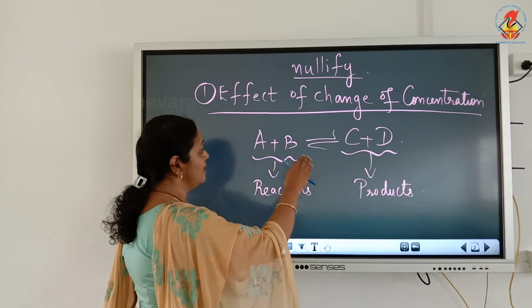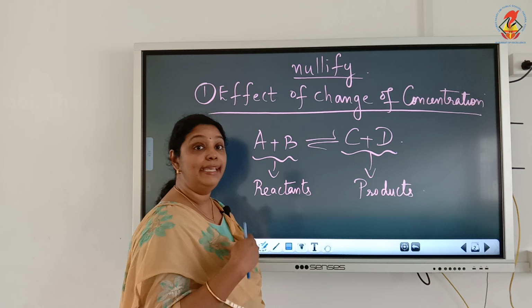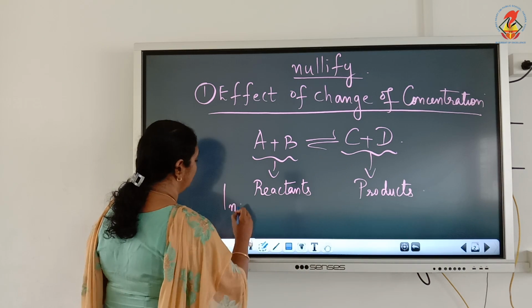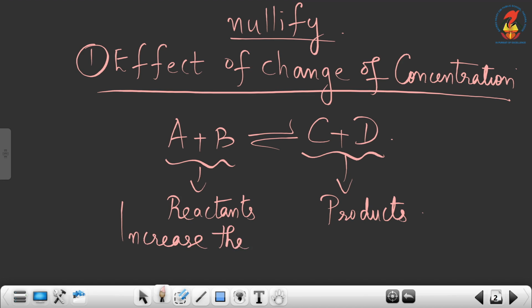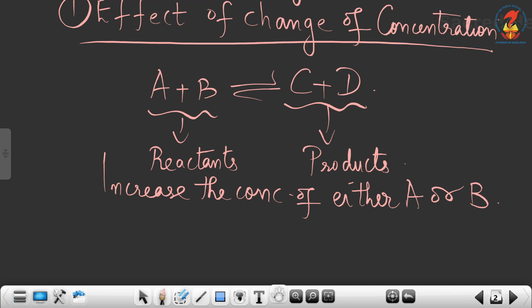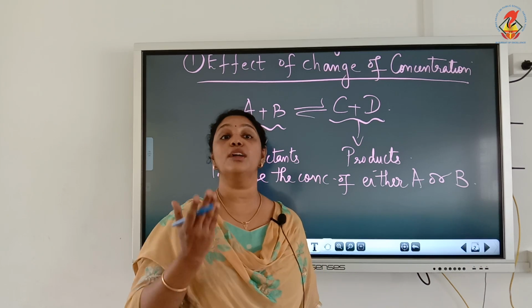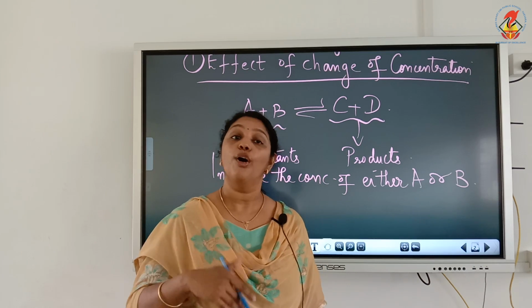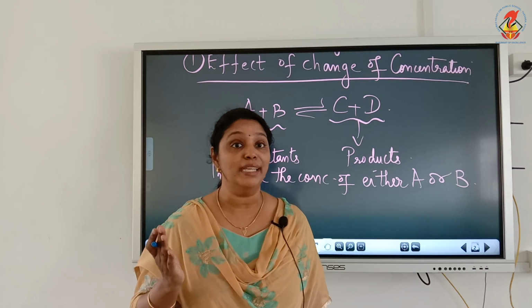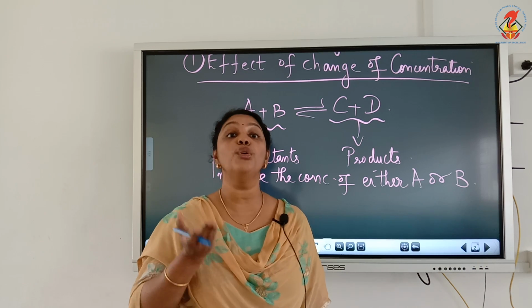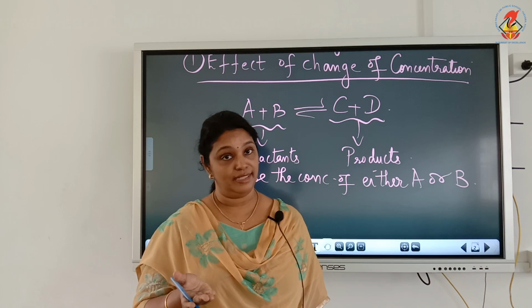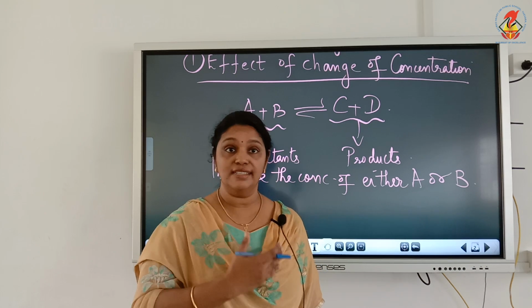Now suppose I increase the concentration of any one of the reactants. Here the reactants are A and B. So I increase the concentration of either A or B, any one of the reactants. What will happen? So this reaction was at equilibrium. Now I increased the concentration of the reactant A or B. Now the equilibrium is disturbed because there is more concentration of the reactant. So what will this system do?